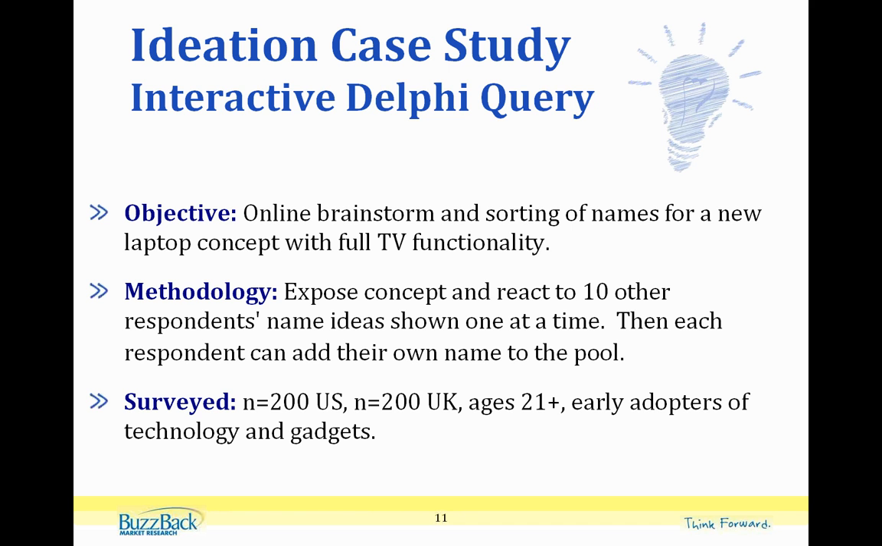So for the study today, what we're going to talk about is a concept we tested where we do this all online. We were trying to evaluate a new laptop concept that had TV functionality built into it. And respondents were reacting to 10 other names that other respondents had actually submitted, and then respondents are able to add their own names as well. So we talked with 200 people in the US and 200 in the UK.